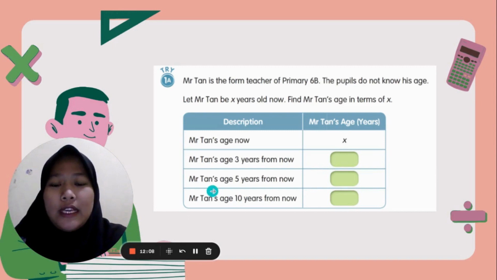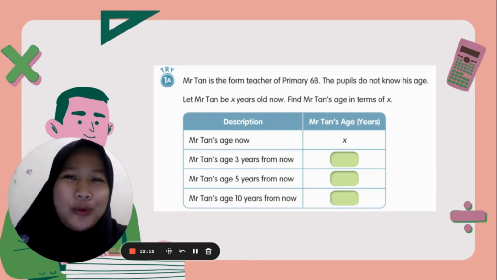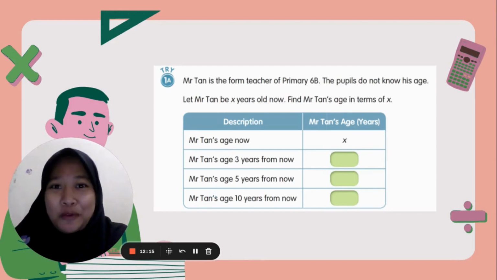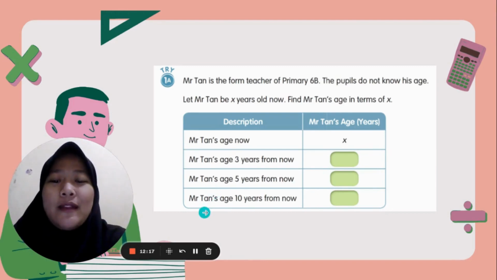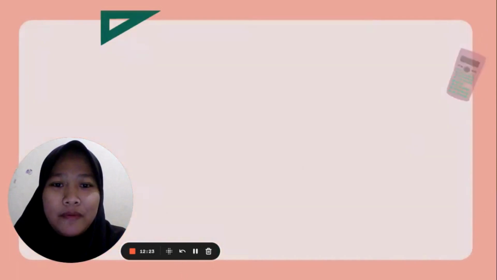Okay, the next question is Mr. Tan's age 5 years from now. I think it's similar to the previous question. The last one, Mr. Tan's age 10 years from now. Alright, let's see the answers together.